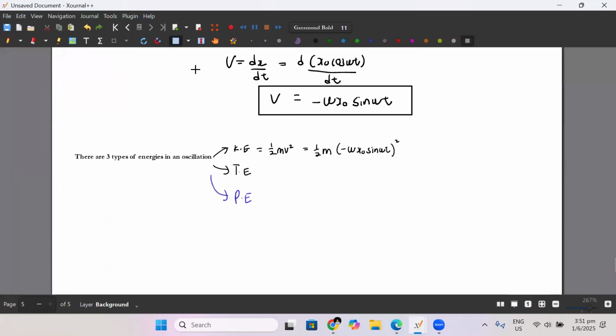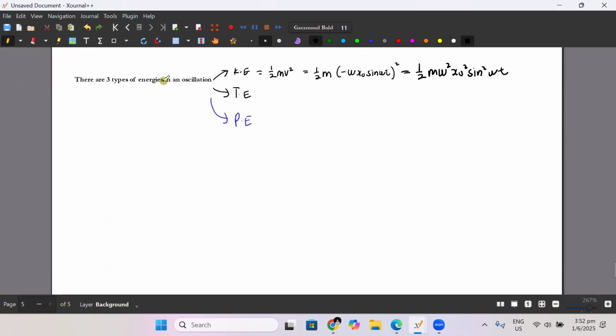Okay. And this becomes this, half m omega square x naught square sine square omega t. Okay, so yeah, let's draw this sketch first. Easy. Oh, sorry, energy is always positive, so you don't need negative values. So just like that. So let's write energy, measured in joules, with respect to time.